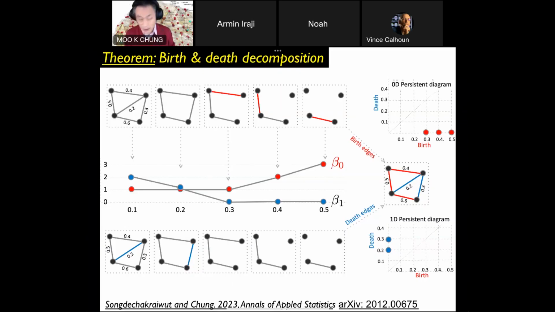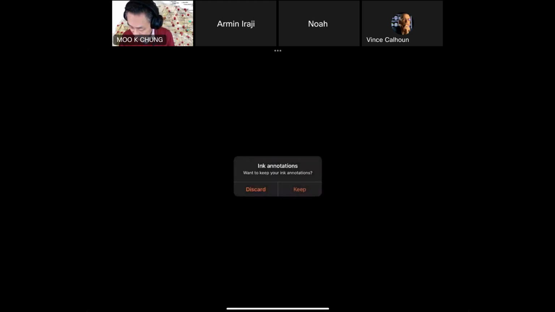So then we're gonna build this what we call birth and death decomposition. It's a theorem we published in this paper, and it's an amazing theorem actually. It's very simple. Suppose we have a weighted graph like this. I'm gonna delete one edge at a time from the smallest edge weight to the largest edge weight. Okay? Then each time I delete, I'm gonna keep deleting like this.